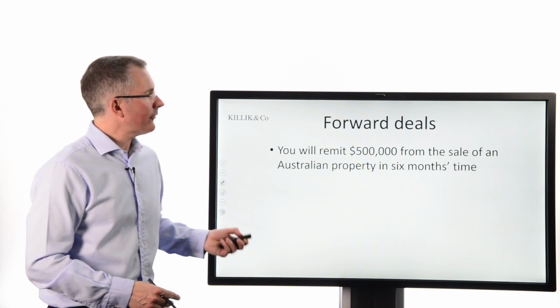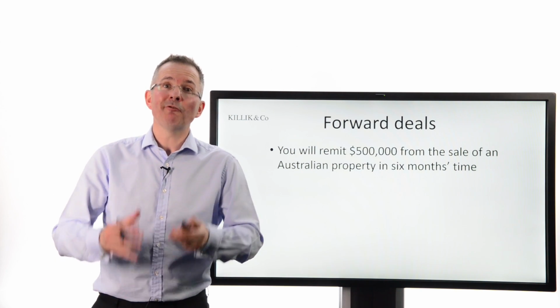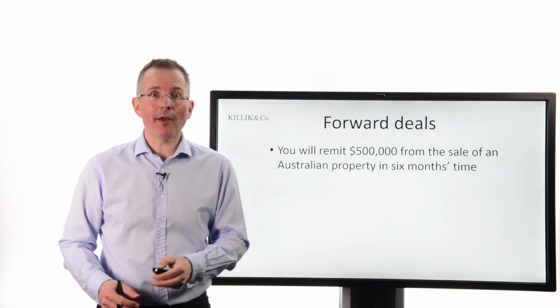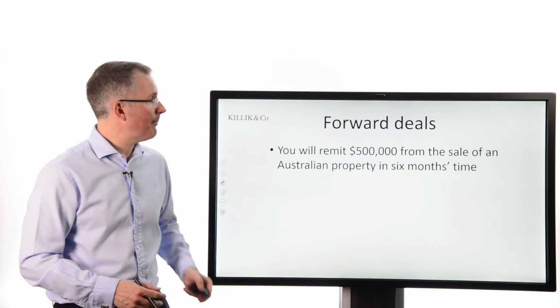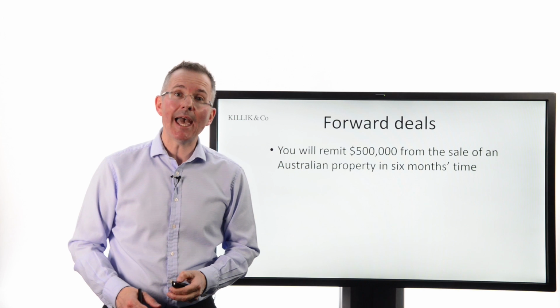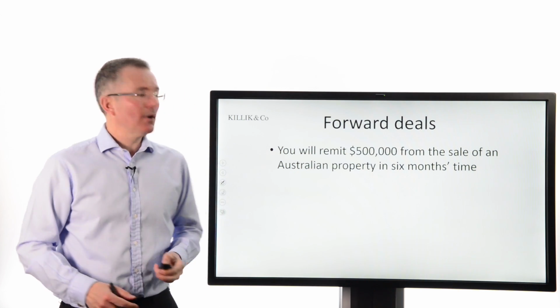Now, so far so good, but I did mention there were forward deals too. That's just a basic spot deal. So you're going to remit 500,000 Aussie dollars this time from the sale of an Australian property in 6 months' time back to the UK. All right. Now, what are your choices?